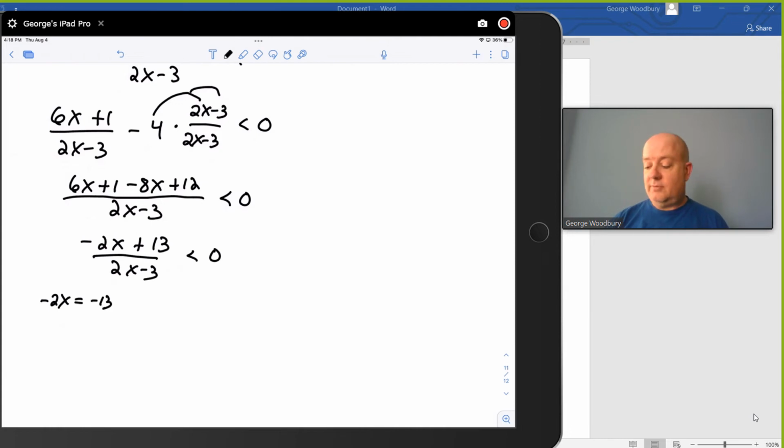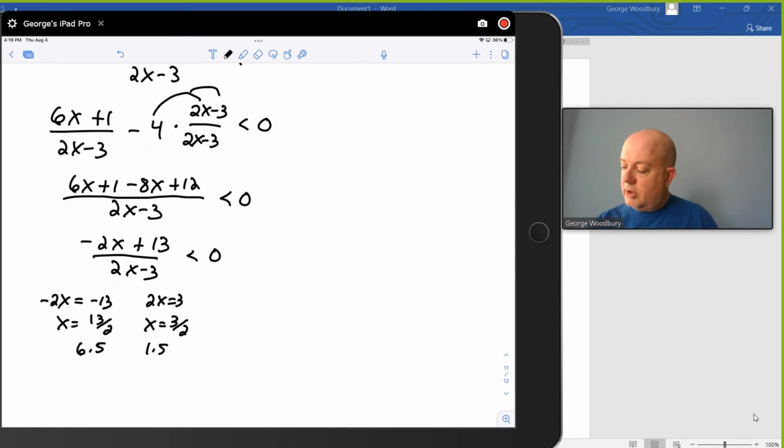The first critical number coming from the numerator is where -2x is equal to -13. Dividing through by -2, that's x equals 13/2, which on a number line is at 6.5, between 6 and 7. For the denominator, 2x minus 3 equals 0 will turn into 2x is equal to 3. Divide both sides by 2 and we get x equals 3/2, or 1.5.